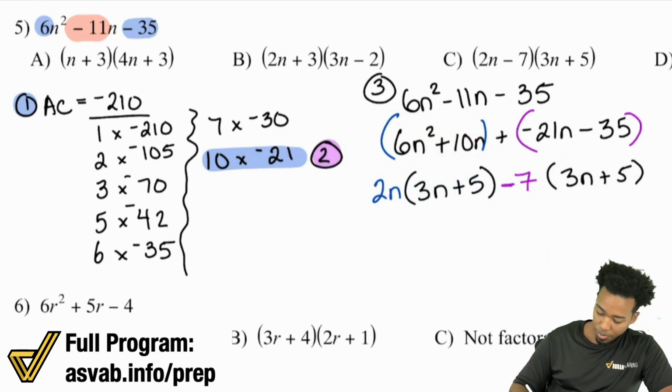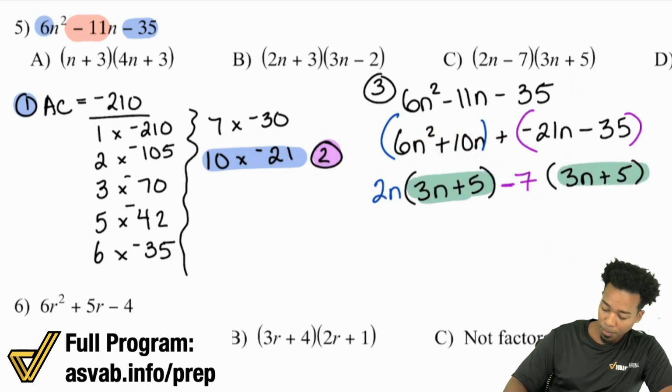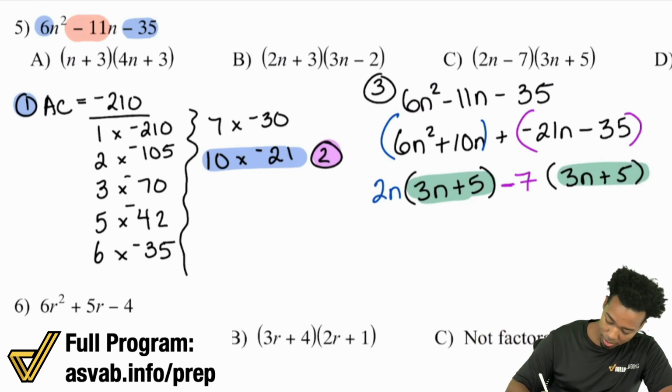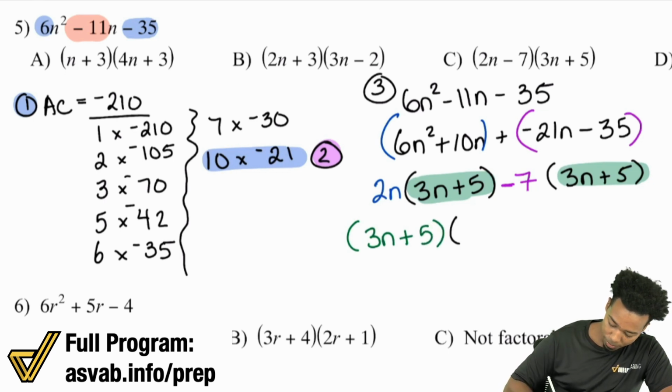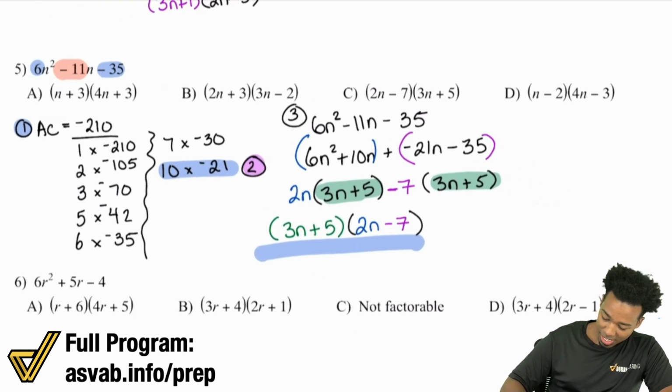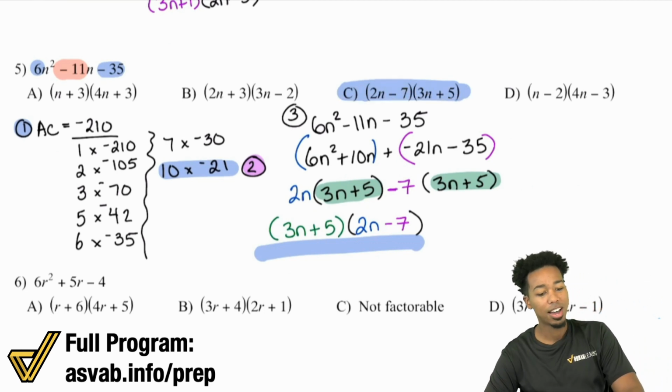Notice how we have the same factor. That's what you need to see so you can factor that 3n plus 5 out of there. So boom, 3n plus 5. Now we're factoring by grouping here. So we have 3n plus 5 times the remaining 2n minus 7. And there we have it, my math party people. We're good. There's our answer. And there it is. We see that it's going to be 2n minus 7 times 3n plus 5.